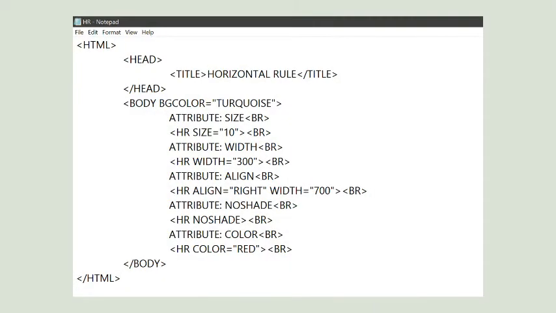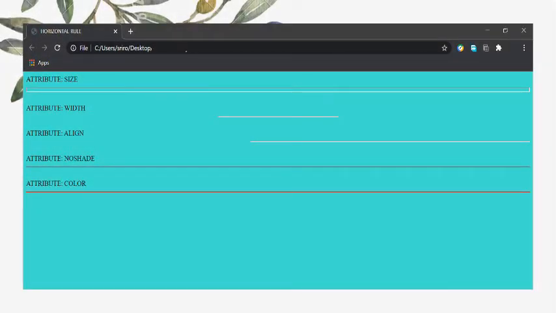You can see here a notepad with different attributes of the HR tag. BR tag is also used here to start a new line. Now see the result on the web page. In the first horizontal rule, the thickness of the rule is changed to 10 pixels by using the size attribute, and as width is not specified here, it will spread across the browser's window.